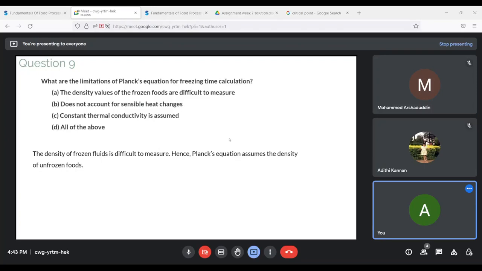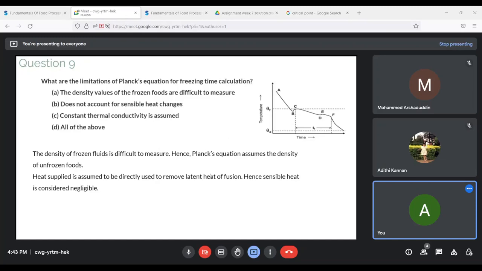So A is correct. And B, all this while we were mentioning that we do not assume the sensible heat changes at all. So if you look at the freezing curve as we saw in the first slide, A to B, and after F is your sensible cooling that is happening. A to B is when your product is cooled down to below its freezing point. This involves the temperature difference, hence sensible heat. And after F, that is your completely crystallized and frozen food, is now brought to the temperature of the freezer. So below F also you are seeing a drastic temperature change and hence it involves sensible heat.